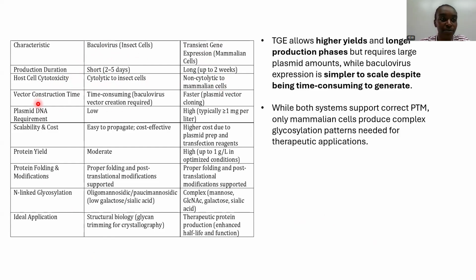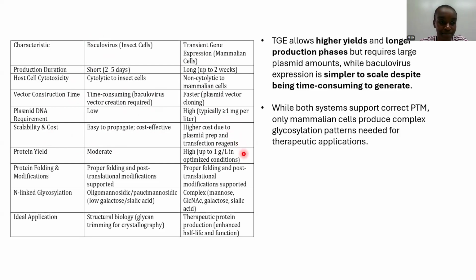And also in terms of construction of the vector, whereas construction of the baculovirus expression system vector can take time, for transient gene expression in mammalian cell lines it's faster and takes a shorter time through the cloning that is employed at the moment. The biggest difference is the plasmid DNA requirement: in transient gene expression, a high amount of DNA is usually required compared to the baculovirus expression system. For both, one can scale, but it's higher in terms of cost for transient gene expression.